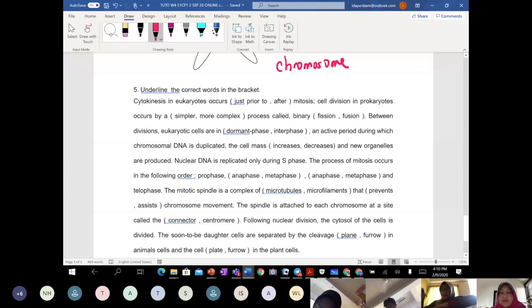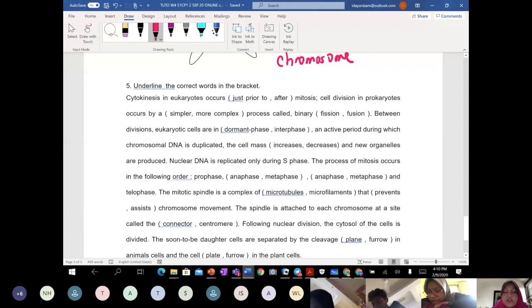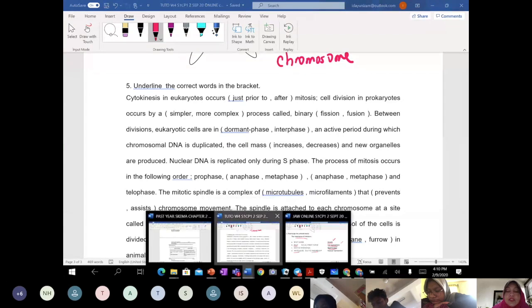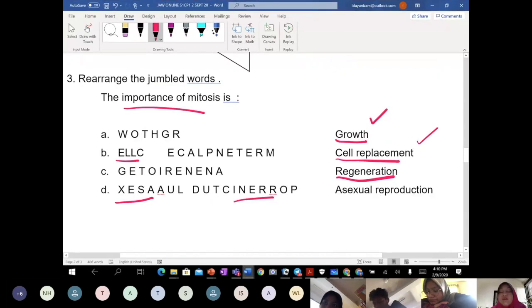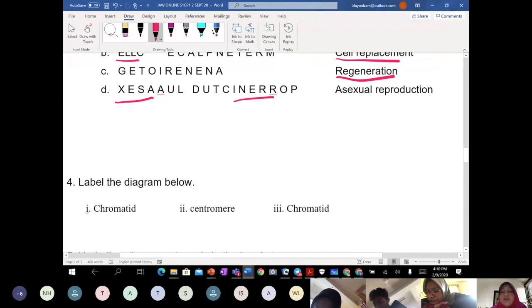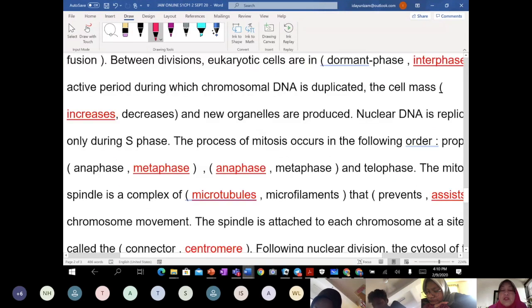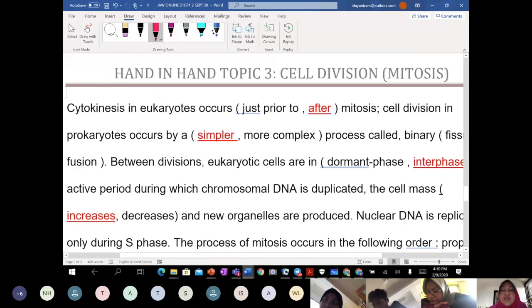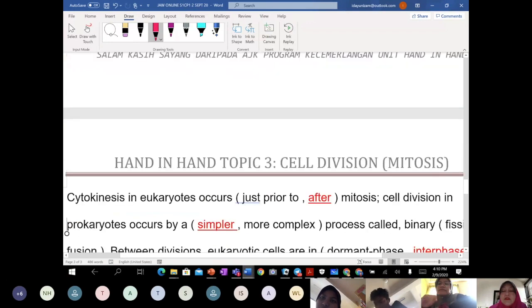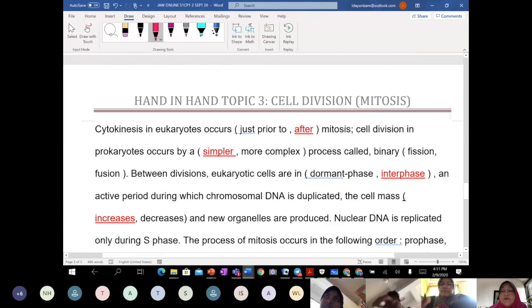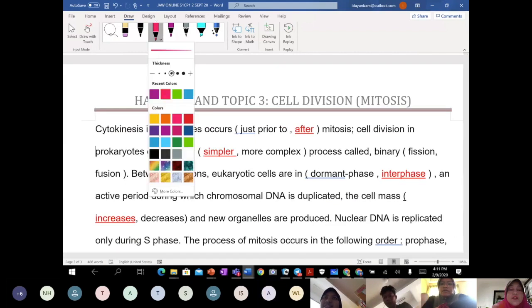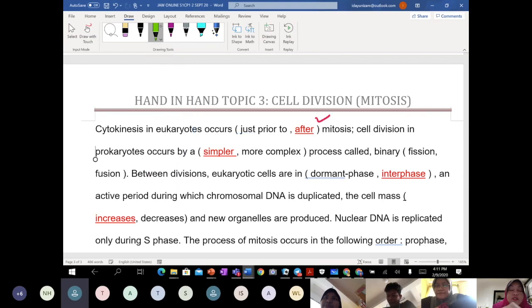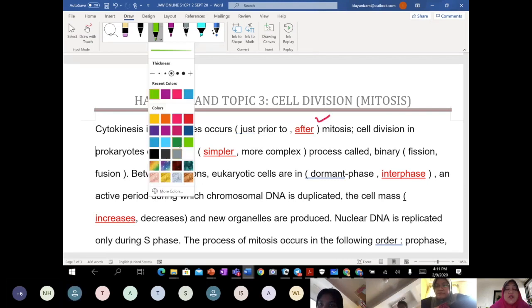So what do you think is the answer? Cytokinesis, let's start. Anyone can tell teacher, in order to get the correct answer. Does cytokinesis occur just prior to or after? Class, respond to me. Cytokinesis? After. Yes, after. Good. Before we end, teacher wants to hear your voice. After. Okay, good. 1 mark.